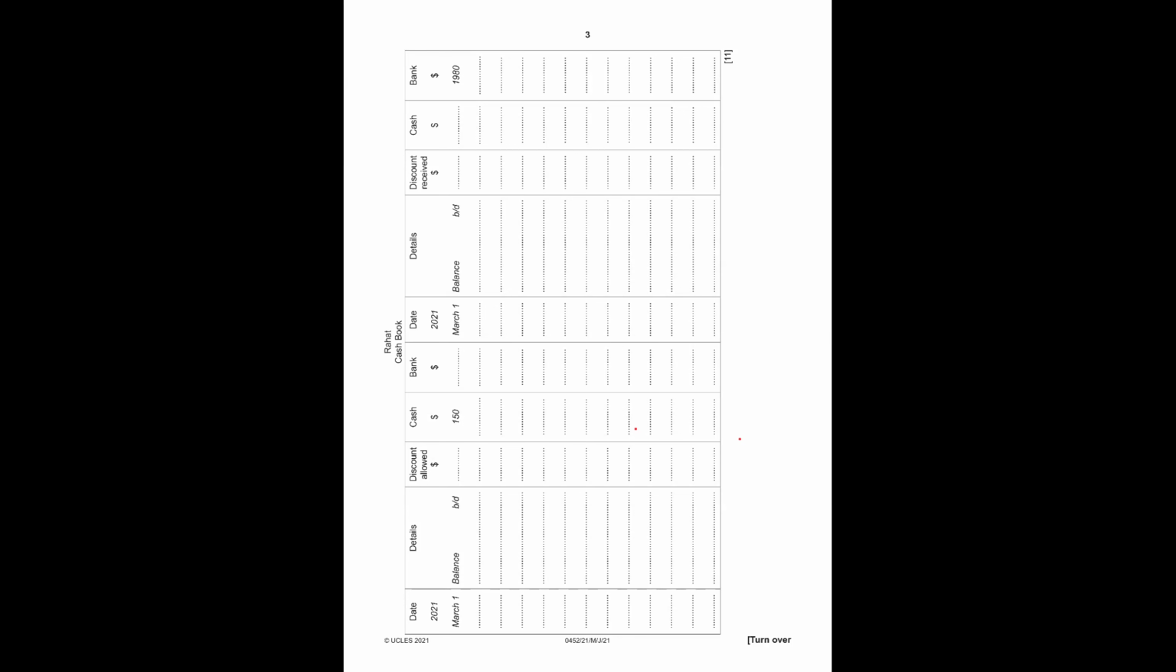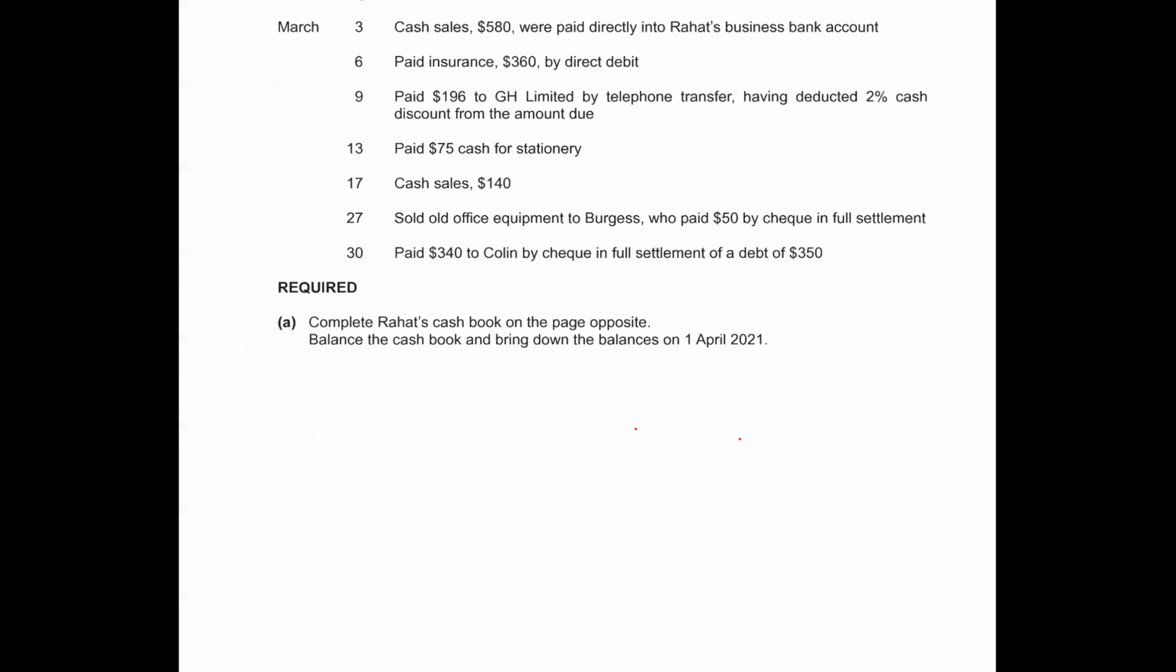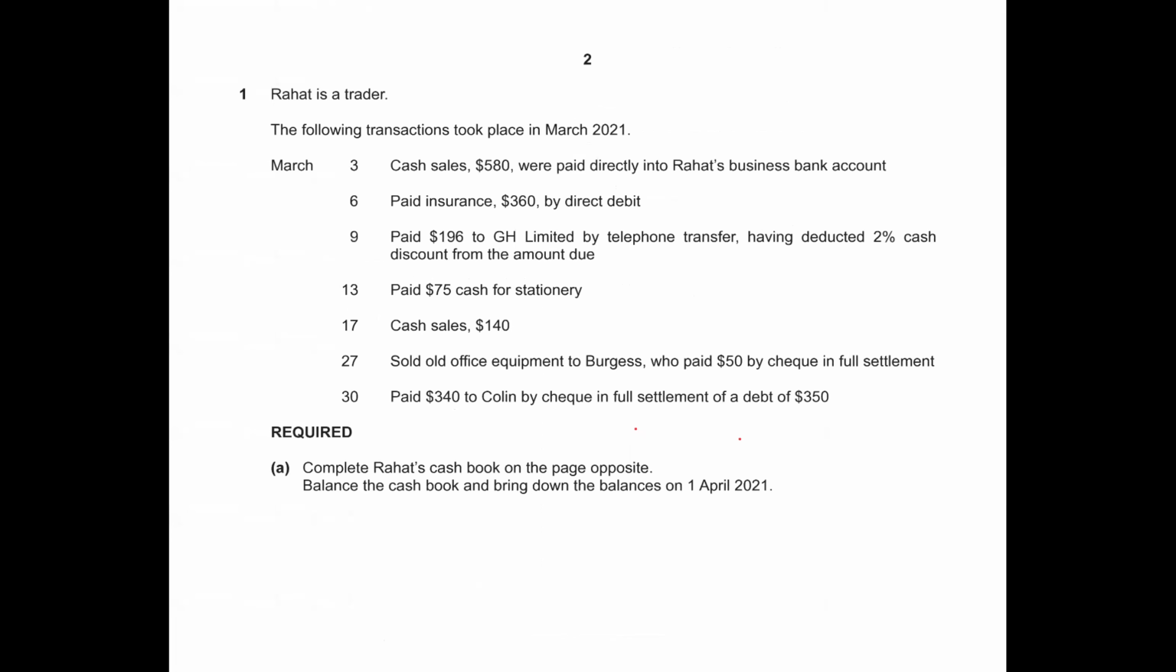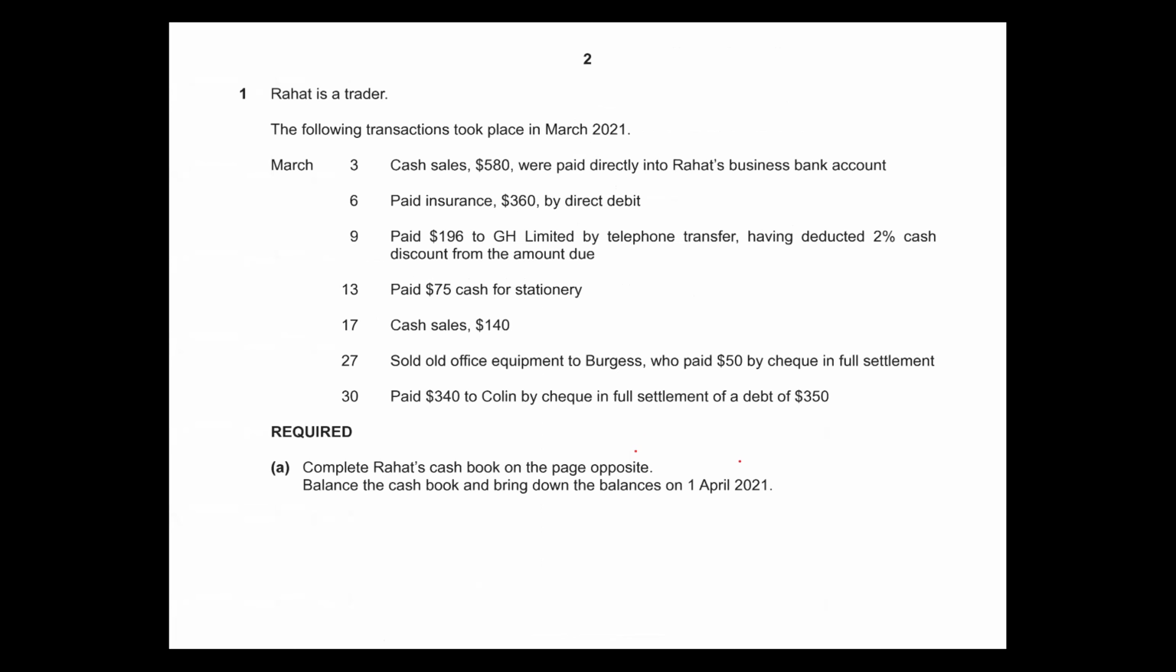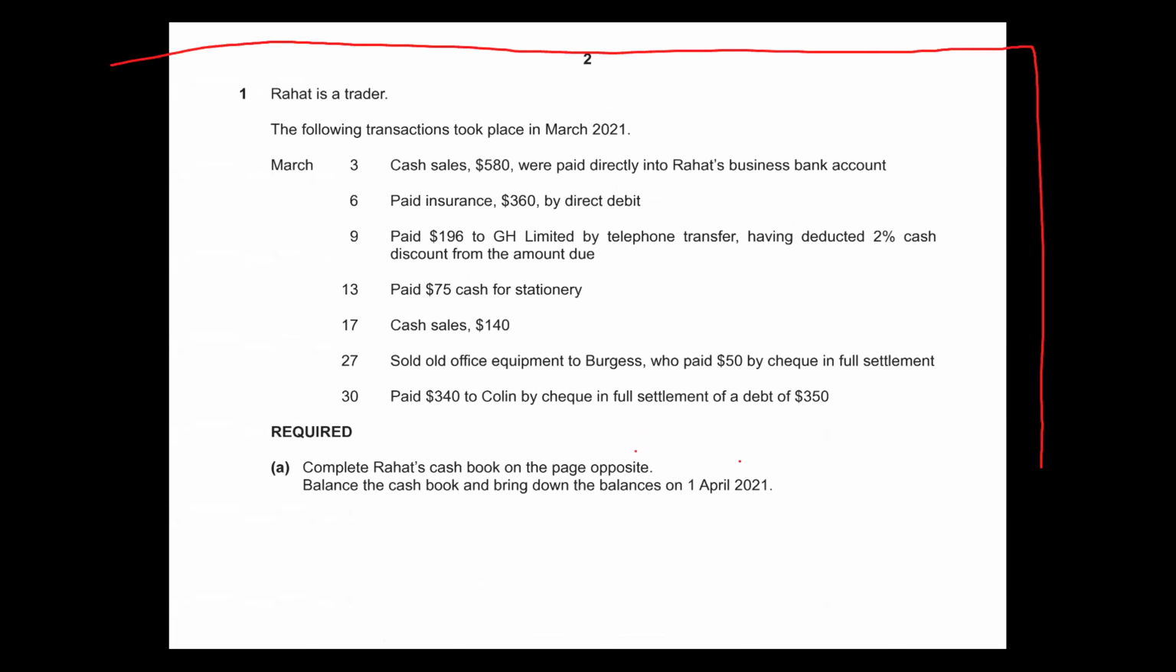Okay. Now, what have they said? They have said you have to complete the cash book using these same details. Now, this cash book that we do have, obviously you'll be able to see if I use the red marker, right? Are you okay with the red marker?